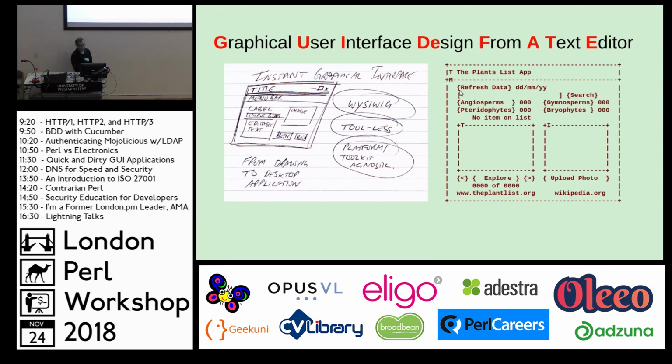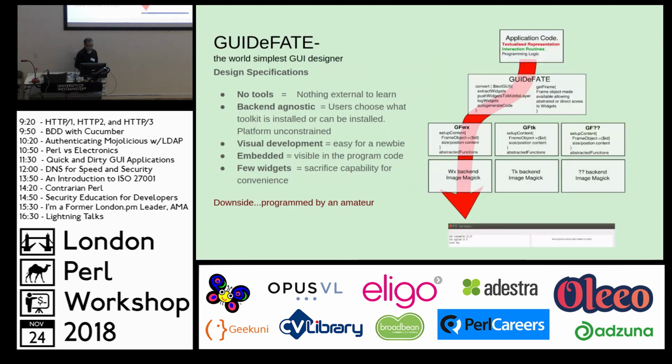You can have a title bar, buttons, little text areas, image areas, and other bits of data that you can manipulate, texts that can be changed. And this is just a text string. Perl is good at parsing textual data. It can take that string and convert it into something else. So this was the birth of GUI::DeFate.